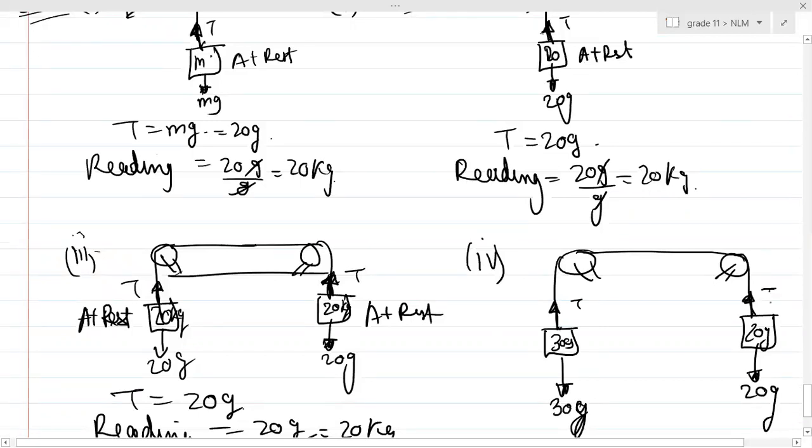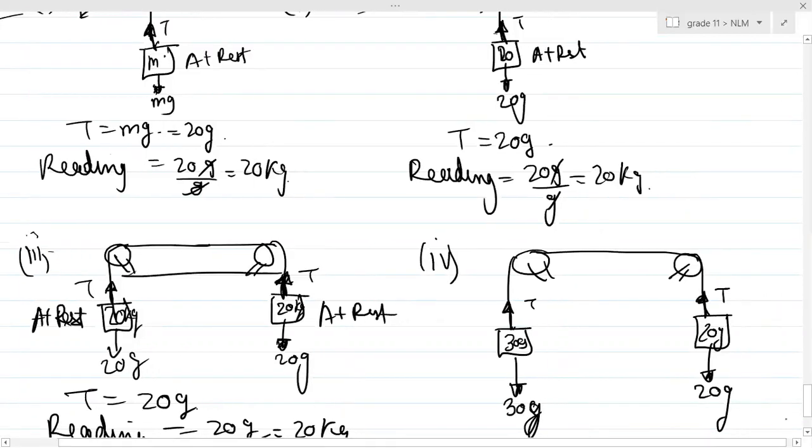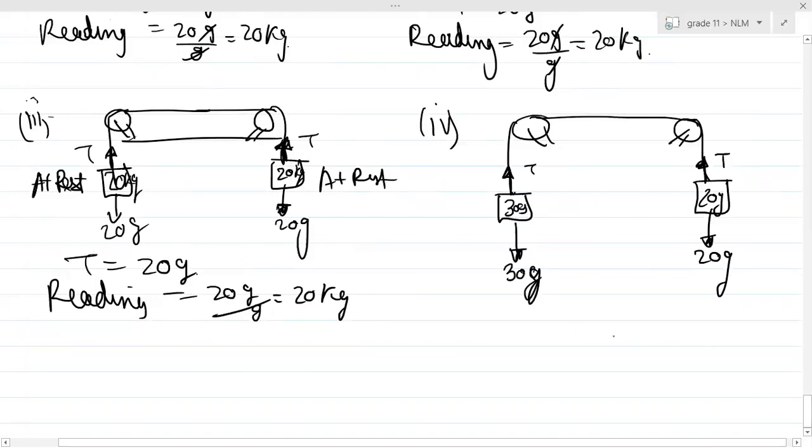But now will the system remain at rest or will it move? Will it accelerate? Tell me. Hello? Sir, it will accelerate. So let's accelerate this 30g downwards and accelerate this 20 kg upwards. Is this clear? So now what is the equation?